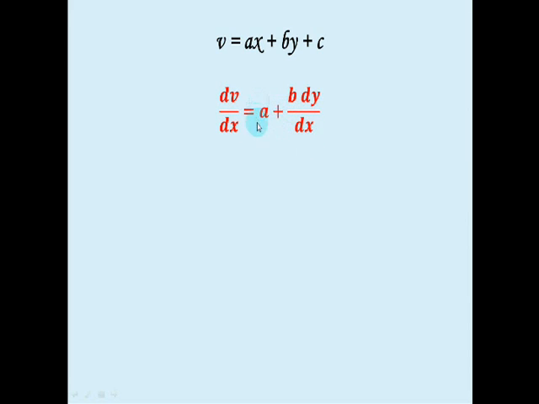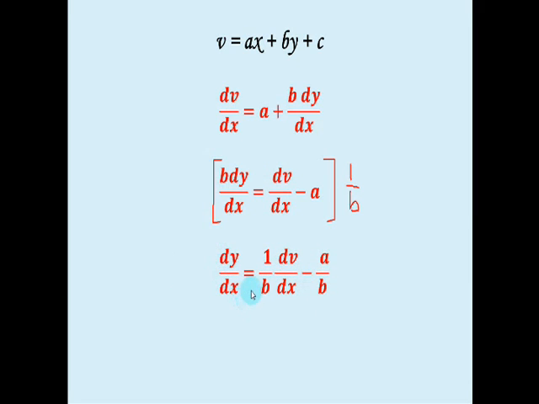So if we transfer this a to the other side, we have b dy over dx equals dv over dx minus a. We wanted to have this dy dx with a coefficient of 1, so we multiply this whole equation by 1 over b. So the equation now becomes dy over dx equals 1 over b dv over dx minus 1 over b. This equation is now very important since it is equated to dy over dx. So let's take this to the next slide.